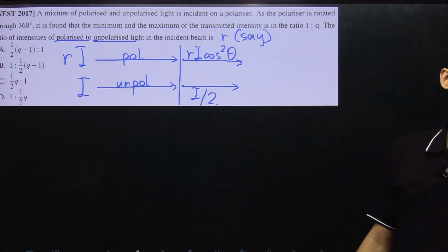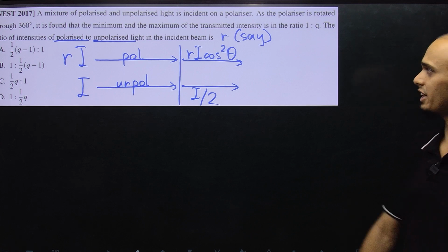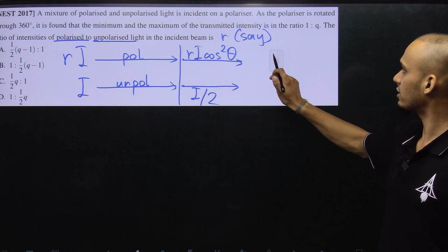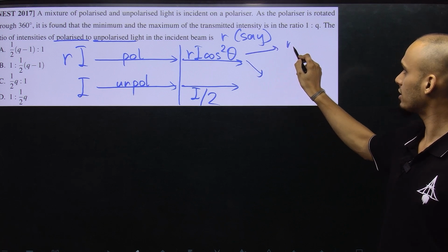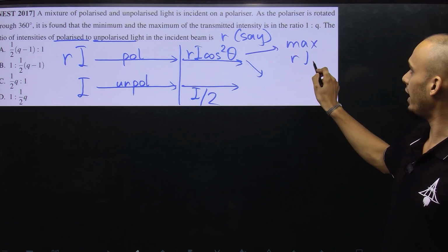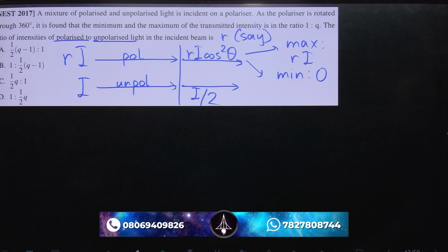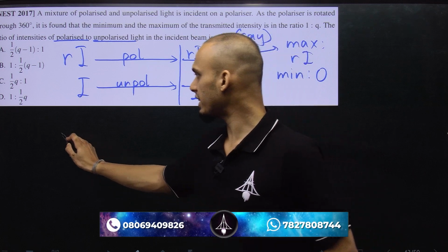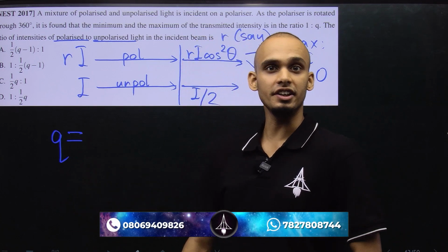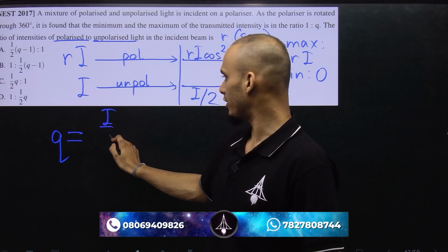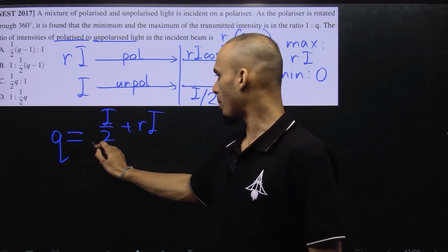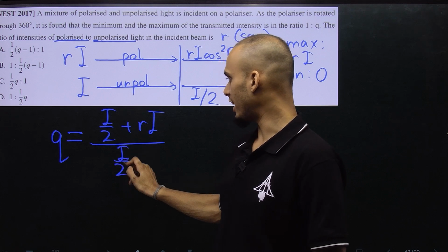I by 2 will still be there, and I by 2 plus R into I will be the maximum intensity of polarized light. So if we write the maximum value and minimum value like this, maximum value should be R into I and minimum value should be equal to 0. So the ratio of the maximum to minimum, if it is given to be Q, we can write Q as the ratio of max to min intensity, that is simply I by 2 plus R into I upon minimum intensity due only to unpolarized light, which is I by 2.